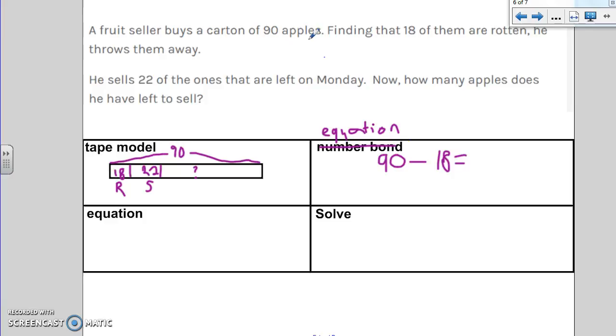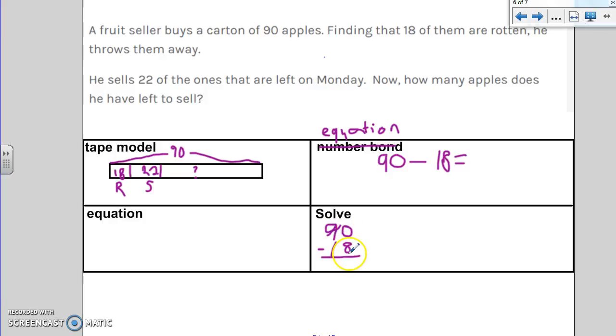So I want you to go ahead and pause the video and pick a strategy to solve 90 minus 18. Press play when you're ready to check your work. Alright, so I'm going to solve 90 minus 18 down here. And I think I will use the vertical model because that's the one that makes the most sense to me. But whatever strategy you chose, just check to make sure you got the same answer.